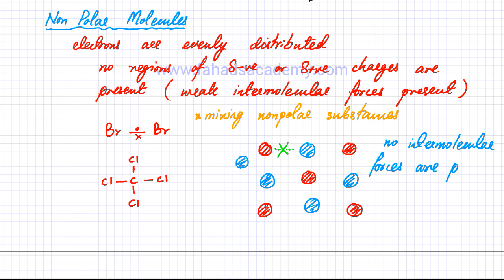Are present. So if you mix them, they're going to remain mixed because they're going to stay in their positions. No one is attracting them, so they're going to remain where they were originally. So they all remain mixed.